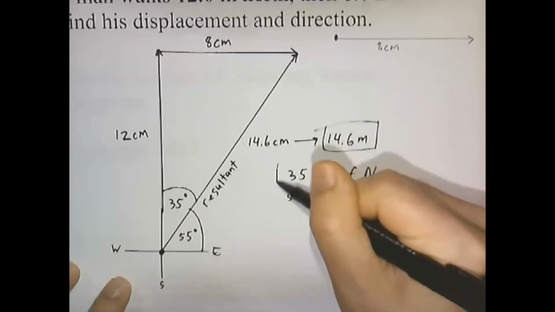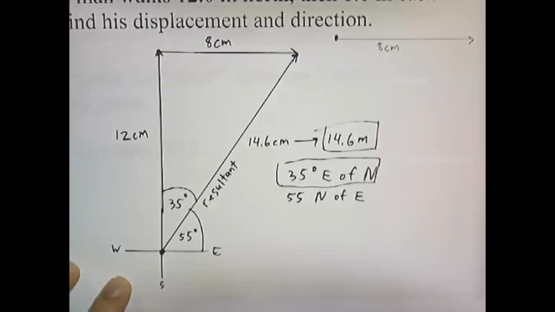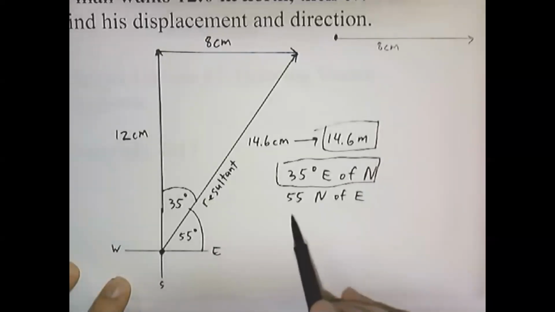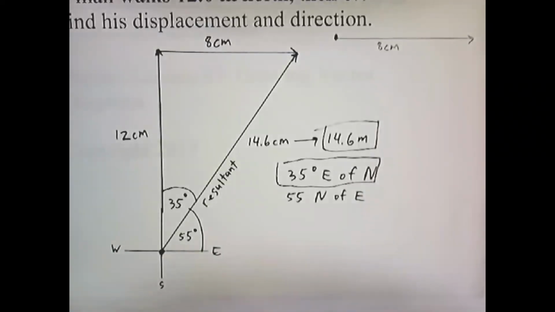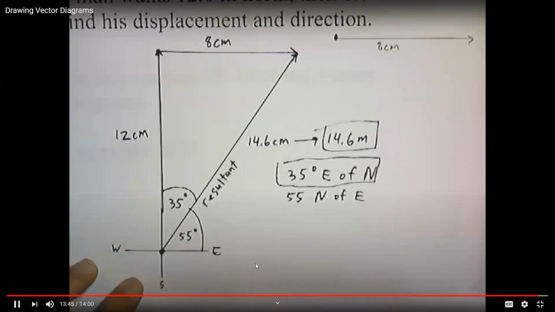So our resultant vector is 14.6 meters, 35 degrees to the east of north. Or you could say 14.6 meters, 55 degrees to the north of east. All right? So that's how you draw vectors to solve how far someone's moved and in what direction they're moving.